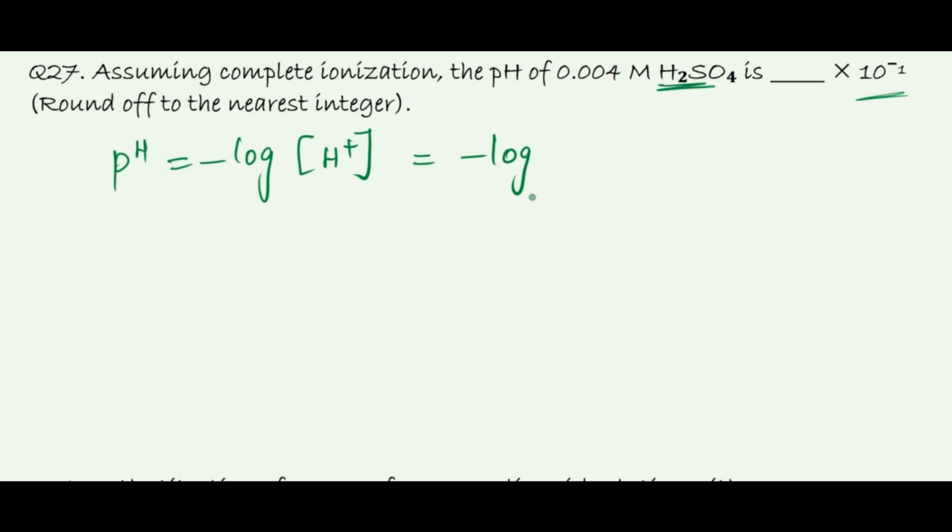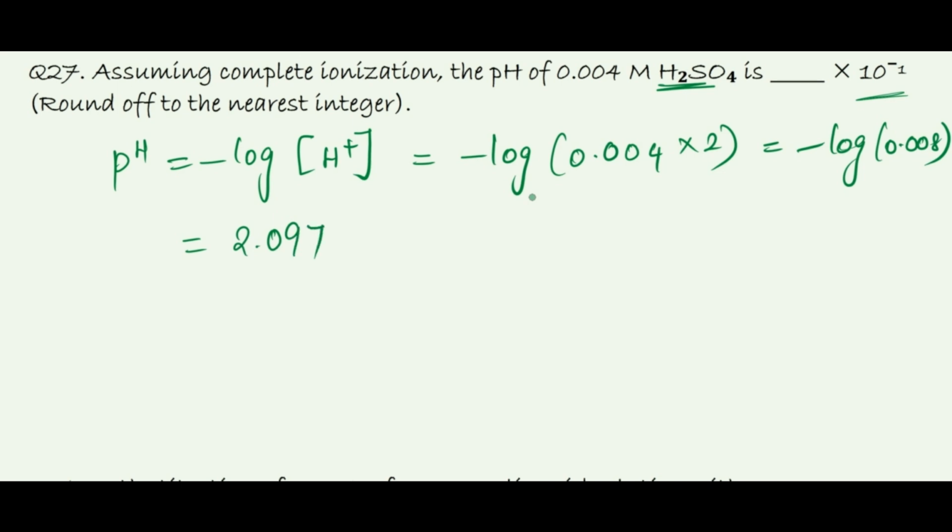I'm having 2 H plus, so 0.004 into 2, which makes it 0.008, isn't it? Which gives minus log 8, that is 2.097. So if I write it as something into 10 to the power minus 1, it becomes 20.97 into 10 to the power minus 1, that is 21 as our answer.